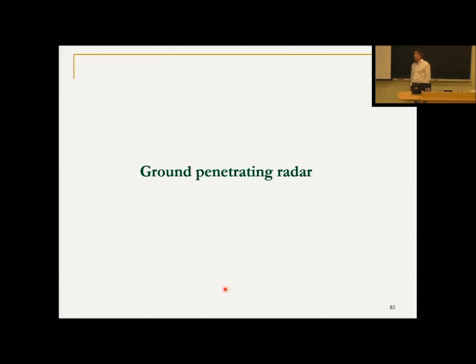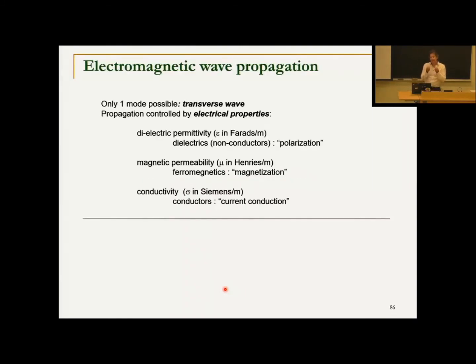Now, another, completely different kind of wave propagation is radar. That's electromagnetic waves. And the difference here is it's a wave we can monitor as sinusoidal behavior of the wave propagation. But what we're propagating here is not a physical disturbance, but a disturbance to the magnetic field and the electric field. And this mode only has one possible wave mode. It's a transverse mode. And it's controlled by the electrical properties, such as the dielectric permittivity, the magnetic permeability, and the conductivity.